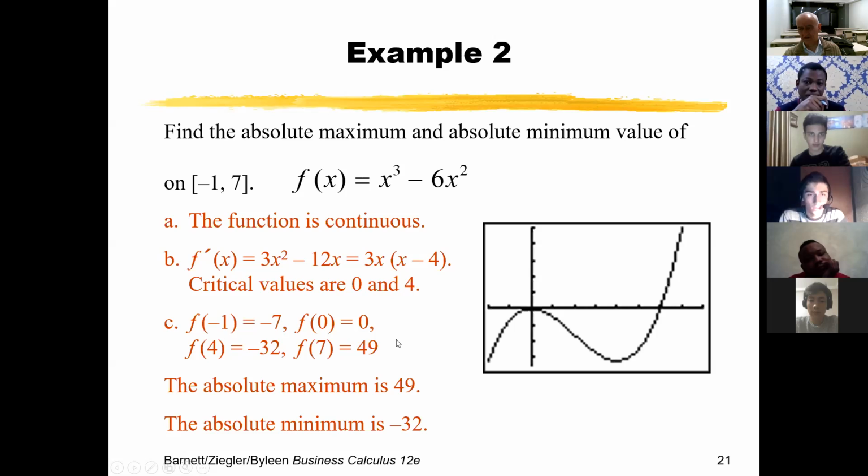Sorry, I have a question. If we need to find absolute maximum and absolute minimum values, which function do we have to use, the function or the derivative function, to find these points? In which function do we have to plug the critical points?